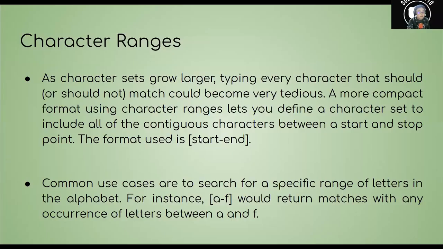Oh, shoot. Okay. Character ranges. As character sets grow larger, typing every character that should or should not match could become very tedious. A more compact format using character ranges lets you define a character set to include all of the contiguous characters between a start and stop point. The format is used with a dash inside brackets. Okay. Common use cases are to search for a specific range of letters in the alphabet, for instance, A to F would return matches with any occurrence of letters between A and F.